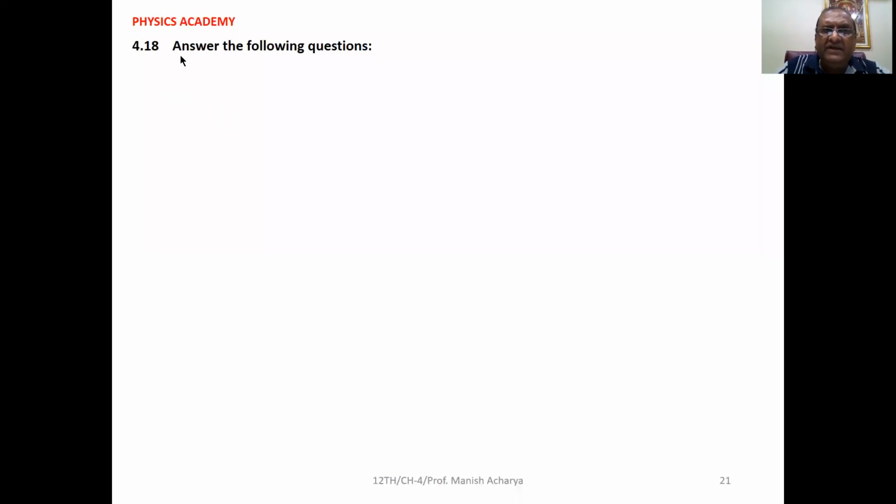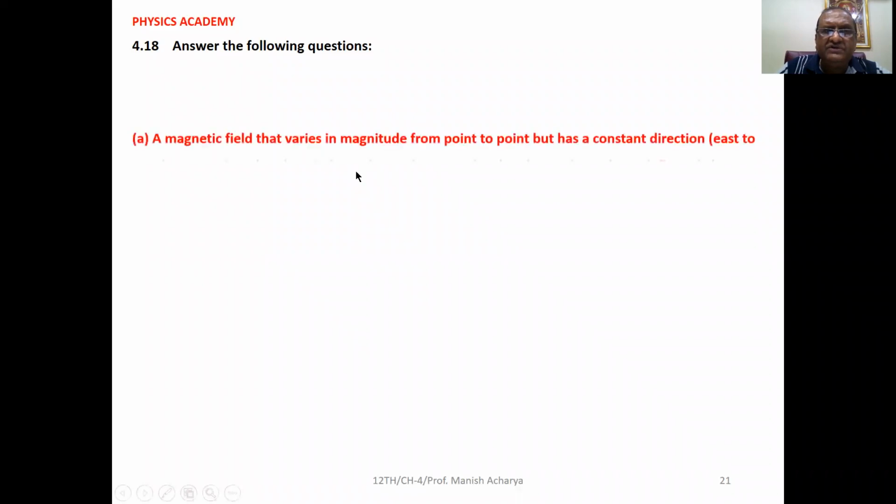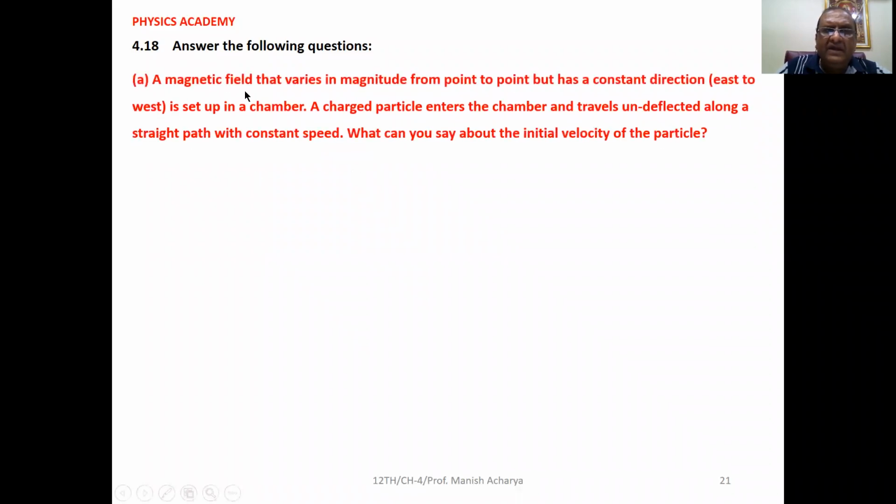Example 4.18. Answer the following questions. A magnetic field that varies in magnitude from point to point but has a constant direction east to west is set up in a chamber. A charged particle enters the chamber and travels undeflected along a straight path with constant speed. What can you say about the initial velocity of the particle?